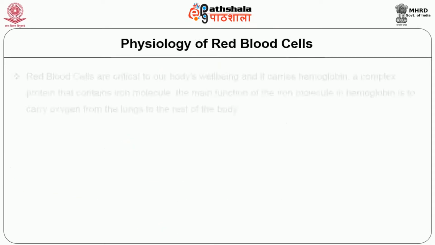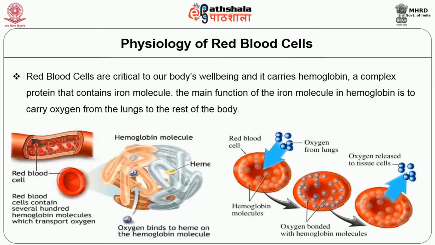The physiology of red blood cells. The red blood cells are critical to our body's well-being, and they carry hemoglobin. Hemoglobin is a complex protein that contains heme and globin. The heme part contains the iron molecule. The main function of the iron molecule in hemoglobin is to carry oxygen from the lungs to the rest of the body. In the picture, you can see the circulating RBCs inside the blood vessels. The red blood cells contain several hemoglobin molecules. So the heme portion carries oxygen from the lung to the tissues and delivers it to the tissues.